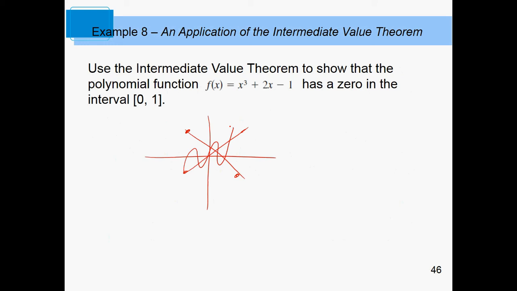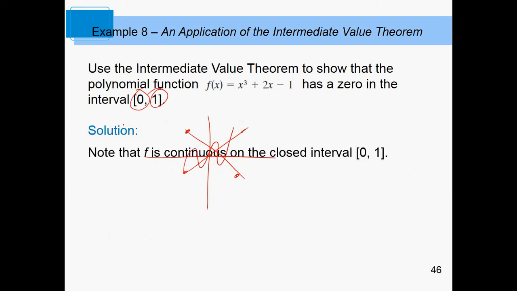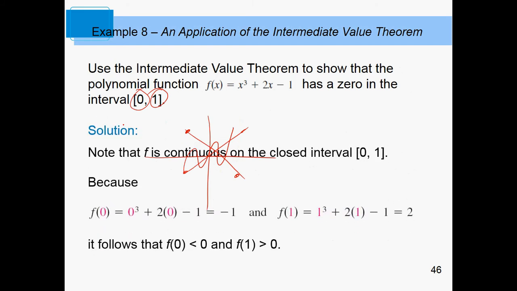But the IVT will guarantee that if I start positive and end negative, or start negative and end positive, I have to have a zero somewhere in there. So all we have to do is plug in our two values and see what happens. If I plug in zero, 0 cubed plus 2 times 0 minus 1 gives me negative 1. It's a negative number. If I plug in positive 1, I get 1 cubed plus 2 is 3, minus 1 is 2. I get a positive number.